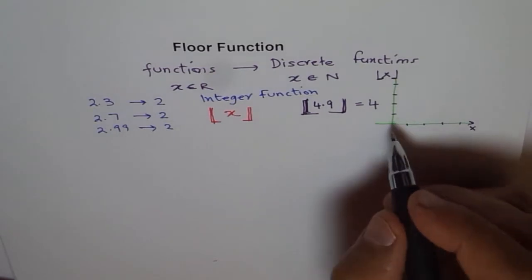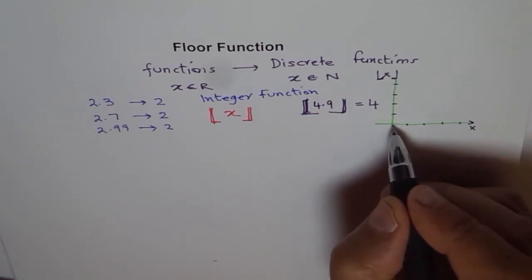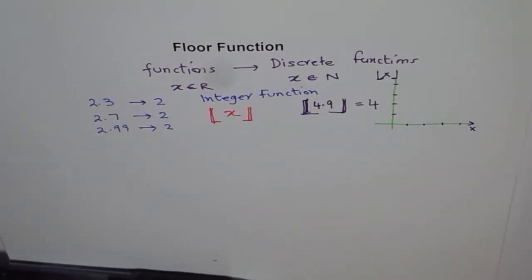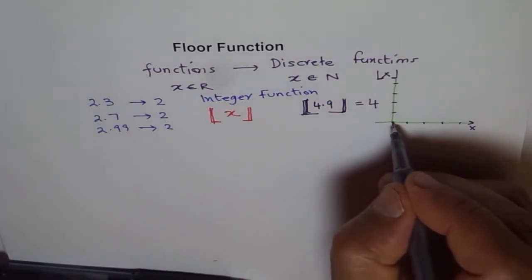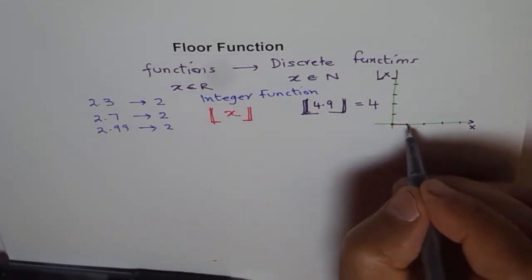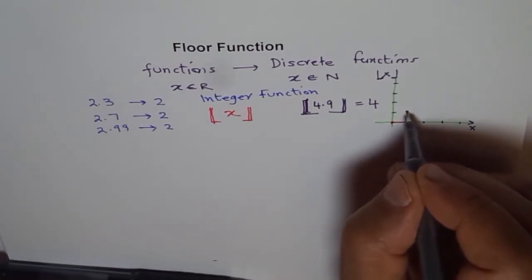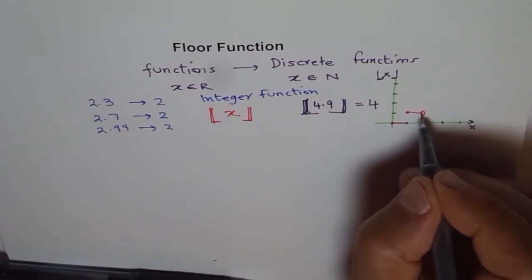So if my value is 0.9 or up to 1, it will round to 0. Do you see that? So my function will be, let me draw in red, 0 up to here. Do you see that? Lower value. But as soon as it becomes 1, then the value will jump to 1. So I'll have 1 here filled up, and here I'll have a hole. This is the floor function.